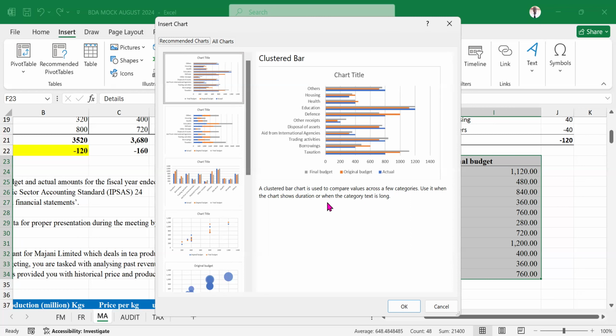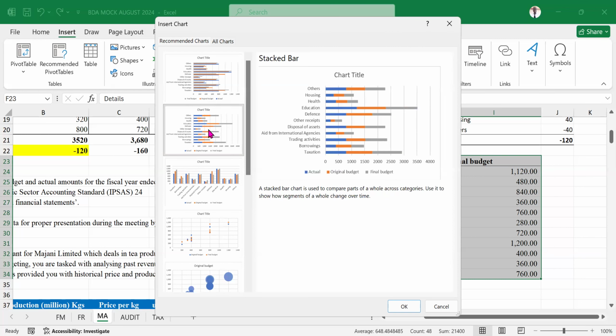How long is long? That is relative, but then we do not have duration and it does not look very good to me to present the data that we have. So I will go for another alignment. We can see the second one. You can see that is a stacked bar.